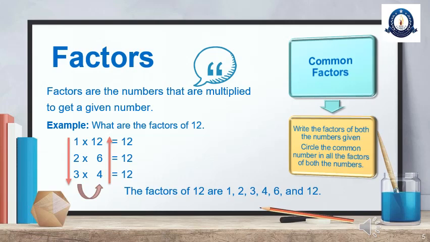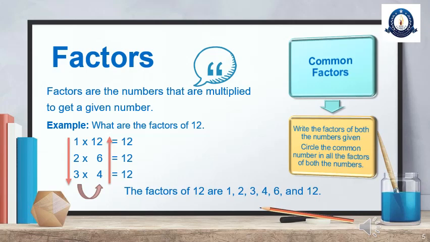Now let's see an example of how we will write factors. The question is, what are the factors of 12? We will see which two numbers we multiply to get 12, starting from 1. 1 into 12 is equal to 12. This is our first pair. Now check in the 2 times table whether 12 is coming or not. 2 6s are 12. 3 4s are 12. In the 4 times table, 4 3s are 12.